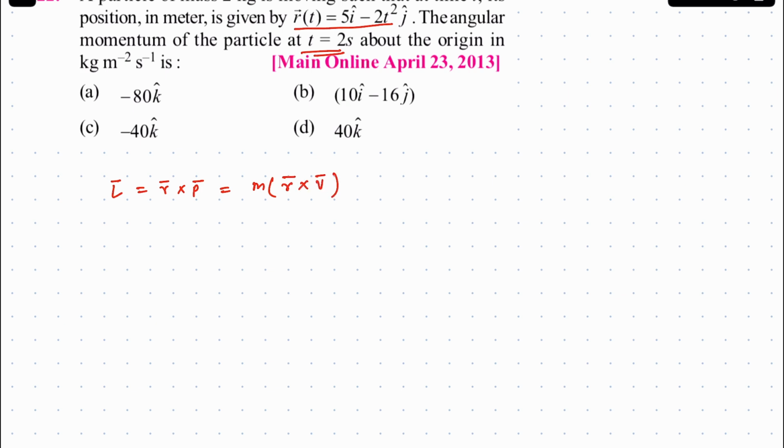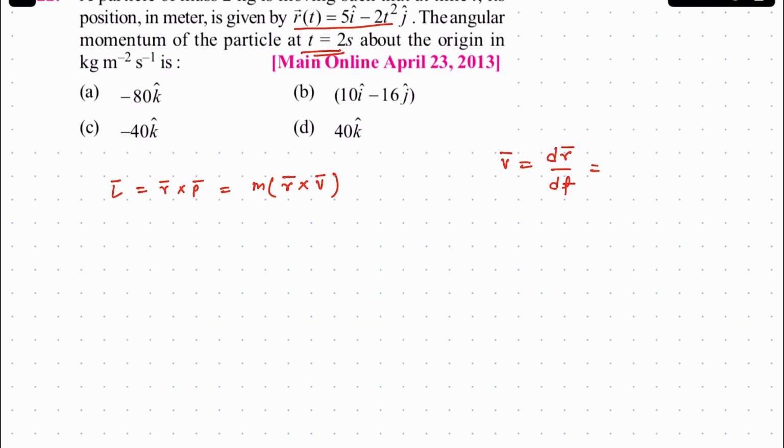Whenever you get a JEE Mains question, generally the questions will be very simple, and the process would be that you need to think and link what is being asked and what is given. So here I have been given the position and I need to find the angular momentum. I know this is the relation, and now I need to figure out the velocity at t equals 2 seconds. We know that the rate of change of position is the velocity vector, so v vector can be written as dr vector by dt.